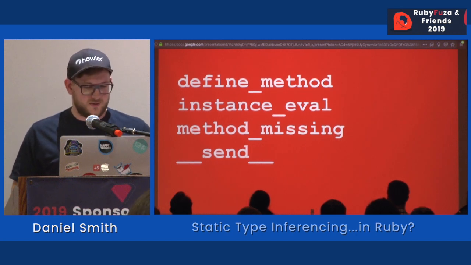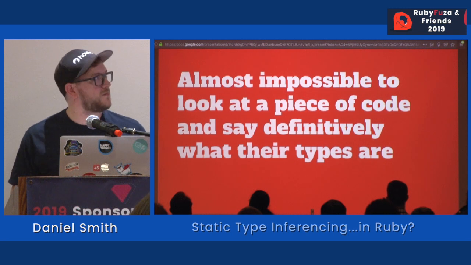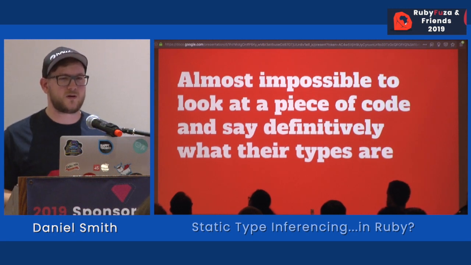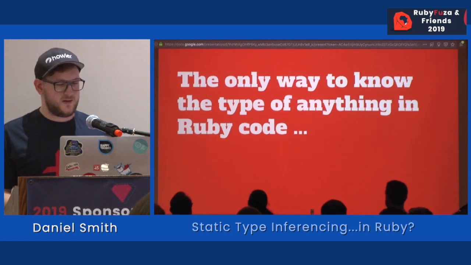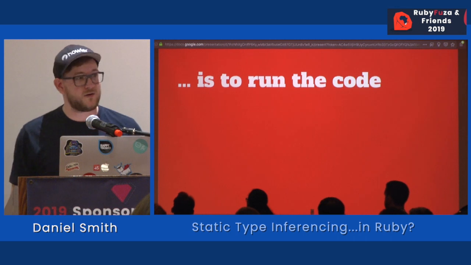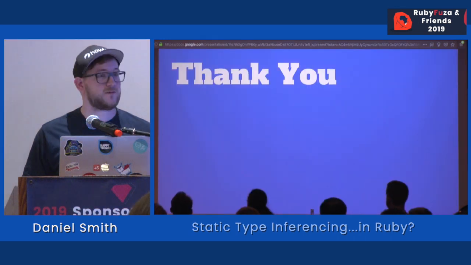I was kind of losing hope, and I figured, it's almost impossible to look at a piece of code and say definitively what their types are. The only way to know the type of anything in Ruby code is to run the code. Yeah, cool. Thanks, everyone. Any questions?